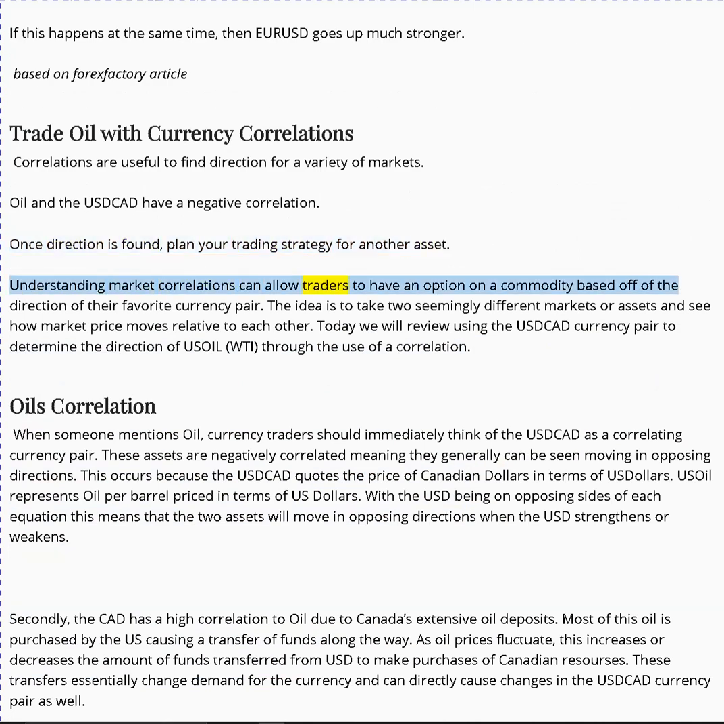Understanding market correlations can allow traders to have an option on a commodity based off of the direction of their favorite currency pair. The idea is to take two seemingly different markets or assets and see how market price moves relative to each other. Today we will review using the USDCAD currency pair to determine the direction of US oil, WTI, through the use of a correlation.